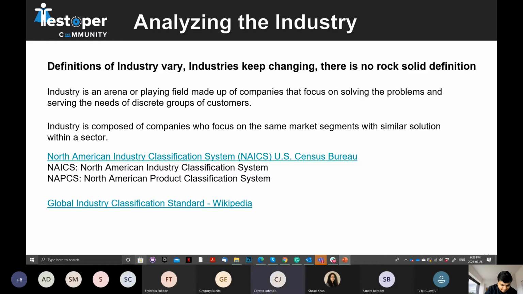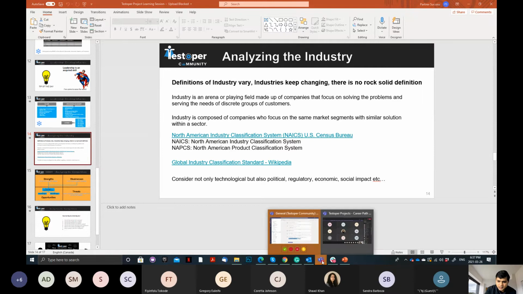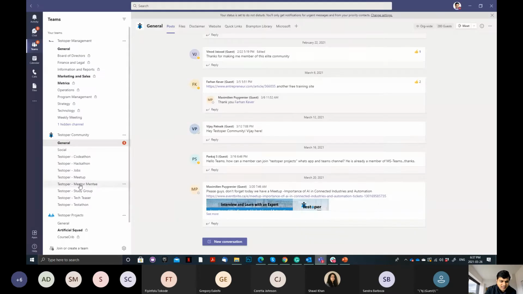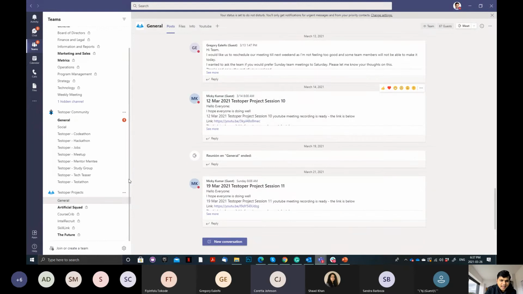Yeah, it makes sense. I was going to say, can you paste the link for the Global Industry Classification Standard in the chat? Yes, actually, once you are in Microsoft Teams, Holly, you will be given access to this chat. Okay, oh, I'll look for it then, because I have access to it.